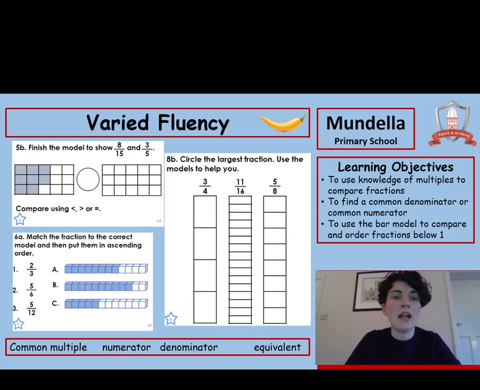Yellow Chili Pepper Challenge, again, we're using bar models to help us with these comparisons. So just beware that the denominators might be different. So you'll have to think carefully about finding an equivalent in order that your denominators are the same. Okay, so have a really careful look here. Use the bar models to help you. If you'd like to do Yellow Chili Pepper Challenge, pause the video now to complete your tasks.